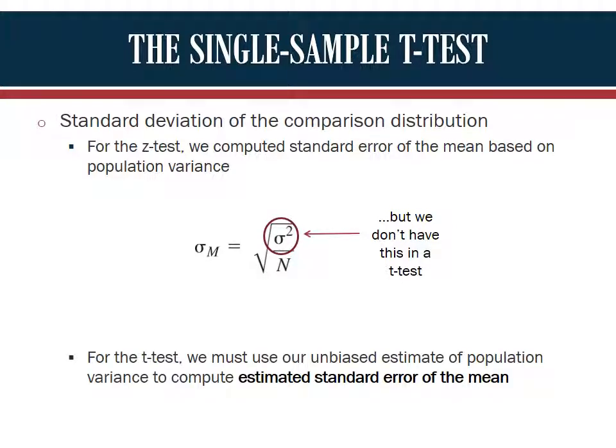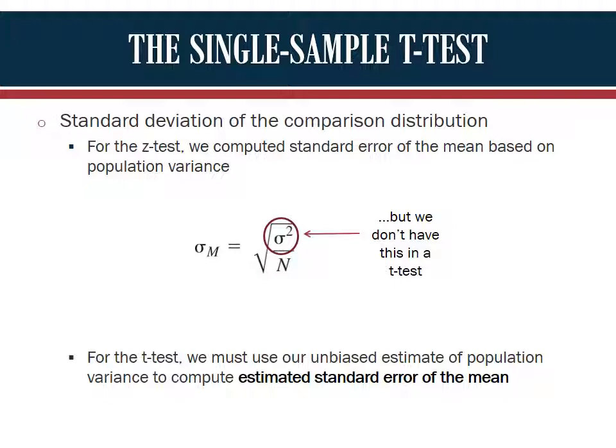So for the t-test, we actually have to use our unbiased estimate of population variance instead of the actual population variance to compute what we call the estimated standard error of the mean. In case you're getting confused with all of these terms, the equation that's on the board right now is for the z-test. It's the standard error of the mean, where you use the actual population variance to compute.